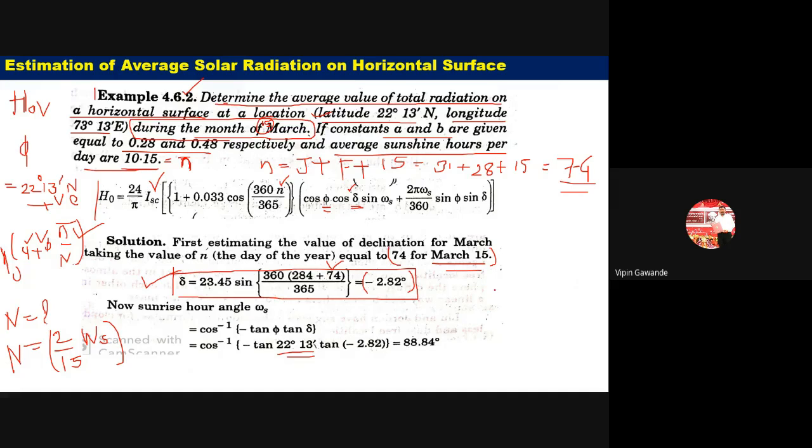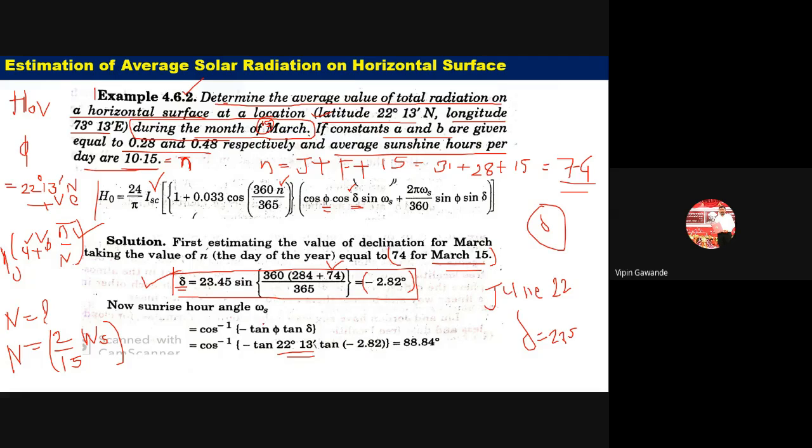In the previous problem, June 22 was directly given, so we took the delta angle as positive 23.5. If it is not given, if any arbitrary day is given in the problem, then we have to calculate the value of delta. We know the formula for calculation of delta, so we have taken that formula and calculated the value of delta here.